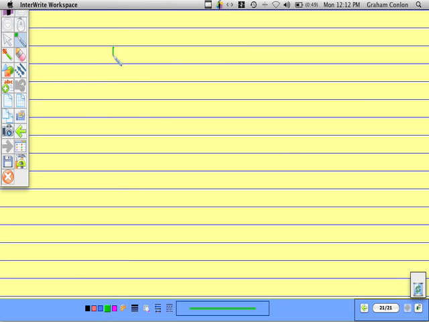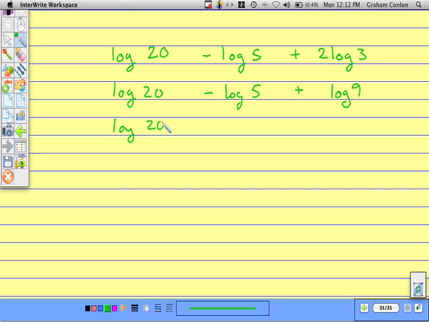Let's do something really outrageous: log 20, take away the log of 5 plus 2 log 3, and they want an answer to that. The first thing we're going to do is get rid of the 2 log 3. We don't like 2 logs, so we can now say that's log 20, take away the log of 5 plus the log of 9, and now we can say, aha, that's log 20 divided by 5 times 9. It's the basic principle.